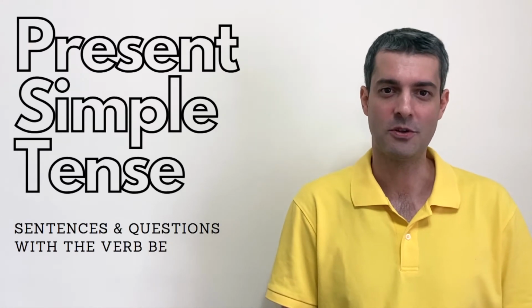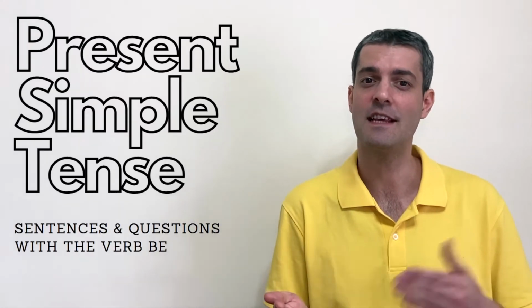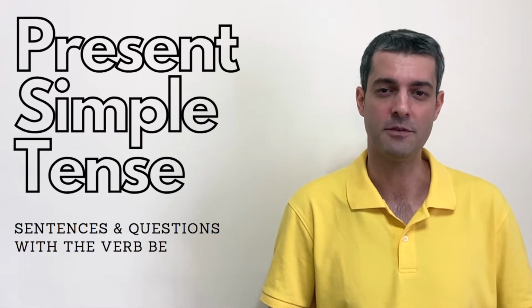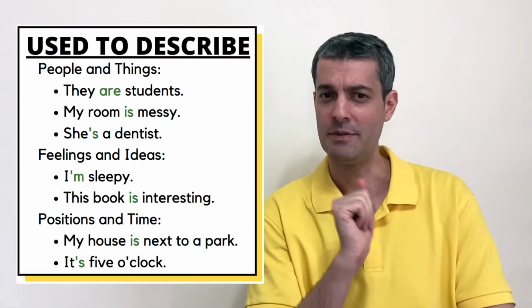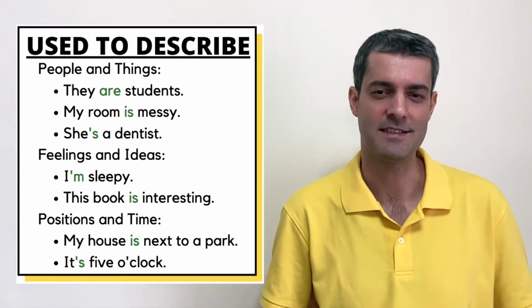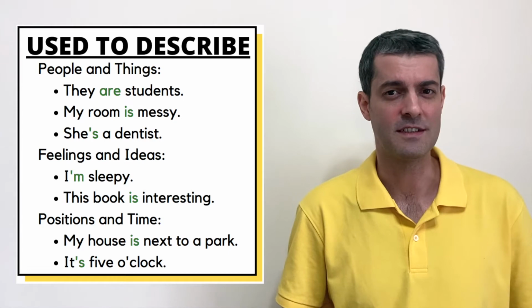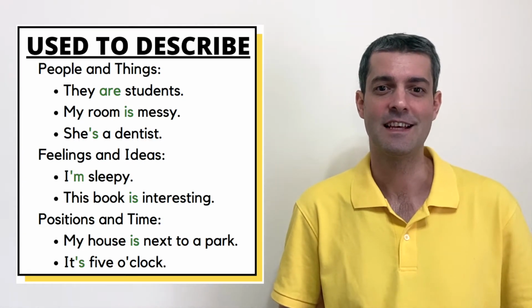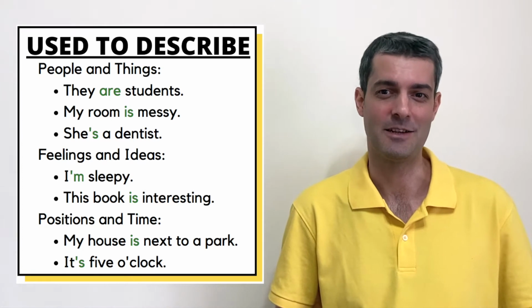Today we will explore how to create sentences and questions in the present simple tense using the verb be. Now, when do we use the be verb in the present simple tense? Well, we use it to describe people and things, feelings and ideas, and positions and time.